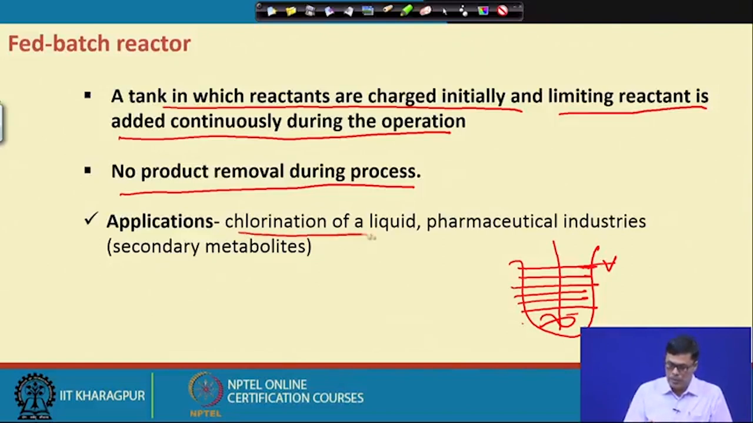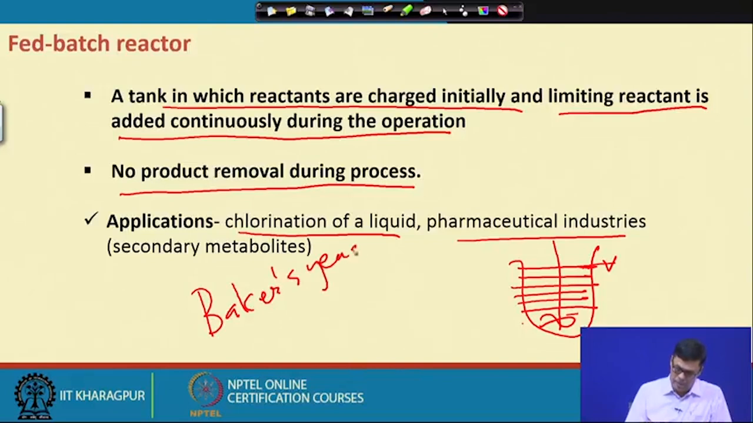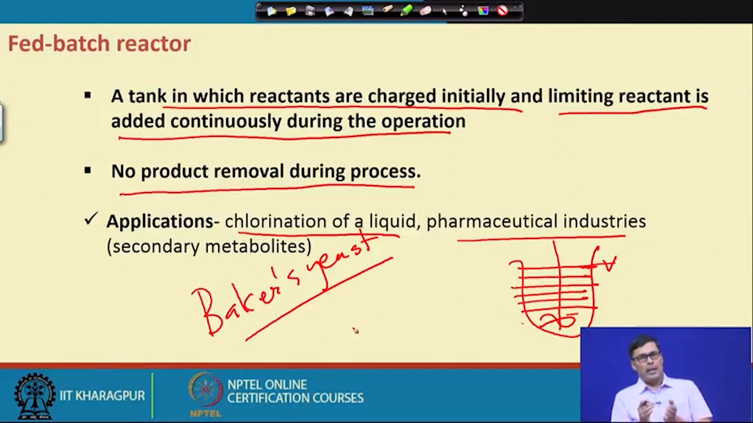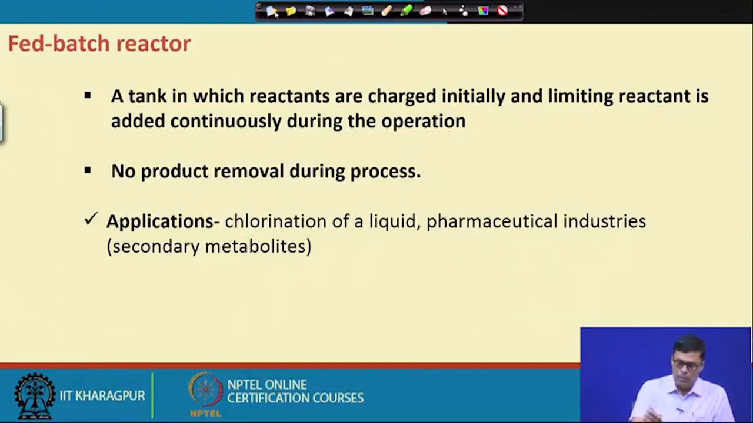The applications are the chlorination of a liquid and the pharmaceutical industry. Particularly, I can mention the Baker's fermentation process, which is largely used. Now, if you look at Baker's yeast, 1 mole of glucose produces approximately 0.5 grams of cell mass. So, naturally, if your system utilizes more glucose or more sugar, you will get more cell mass production. So naturally we want to know how this reactor can use more substrate, because we know that after a certain substrate concentration there is an inhibition effect. Considering all these things, we find that fed batch is a process through which we can increase our Baker's yeast production to a great extent.